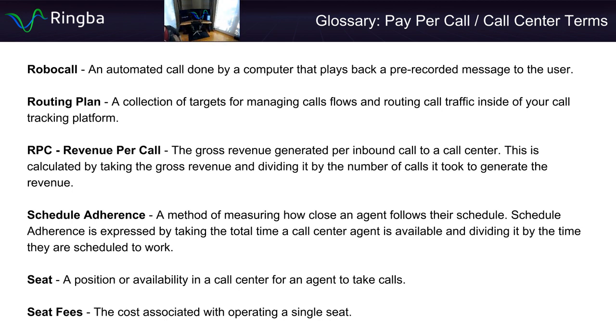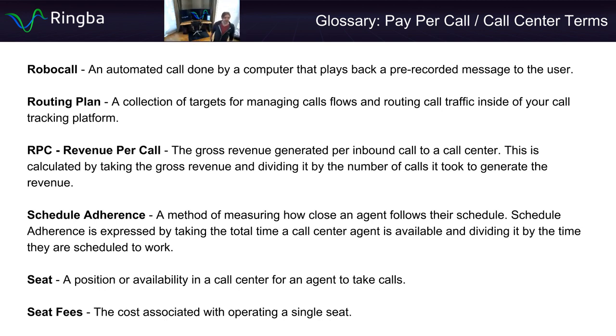Schedule adherence. This is a method of measuring how close an agent follows their schedule. Schedule adherence is expressed by taking the total time a call center agent is available and dividing it by the time they are scheduled to work. And so in call centers, you have to stay on top of all the agents. You have hundreds of people typically working under the same roof, and leaders and managers and all different types of staff, people doing all sorts of different things. And the goal is to monitor their efficiency and make sure that they're sticking or adhering to their schedule so that their productivity is as high as possible.